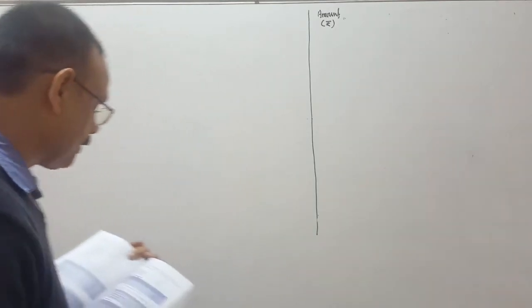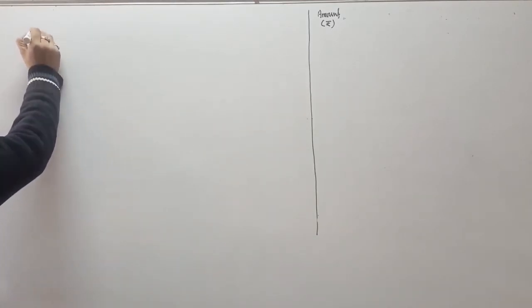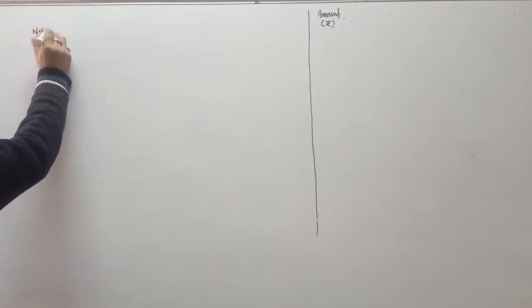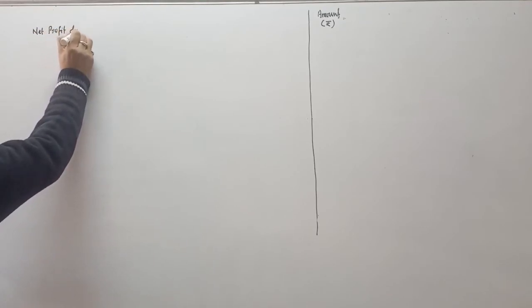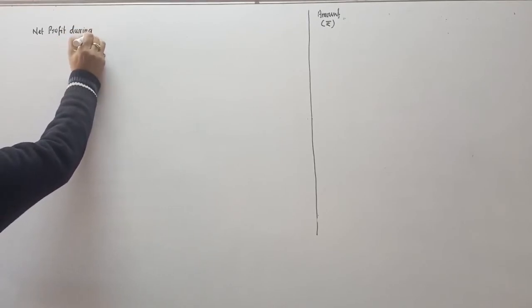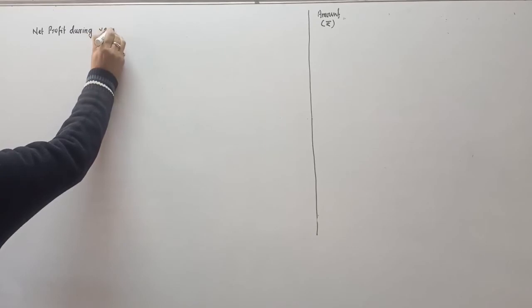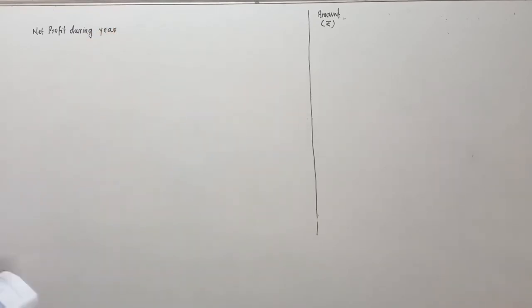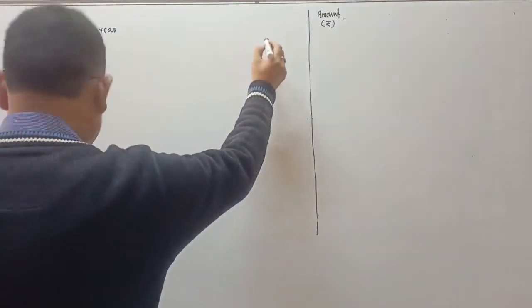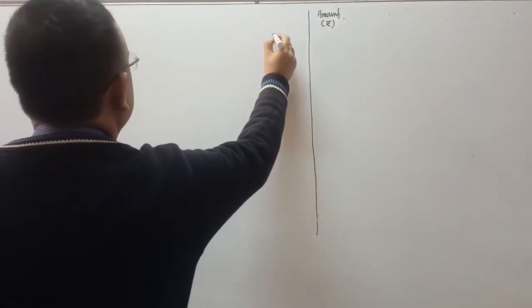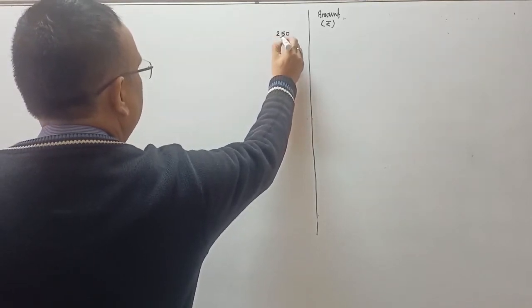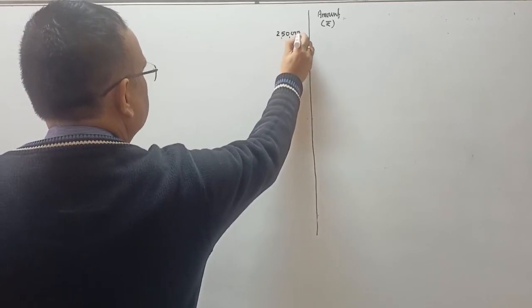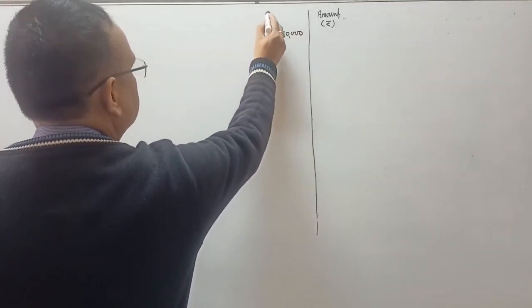From this information, we have to calculate cash flow from operating activities. So start with the profit made during the year, the net profit during the year. We'll write the net profit during the year. How much is the net profit? 2,50,000 is the net profit.